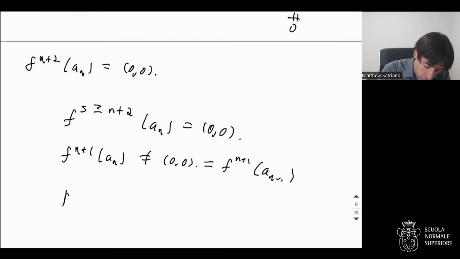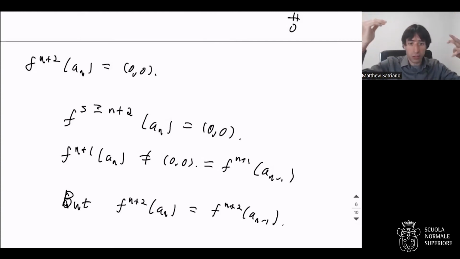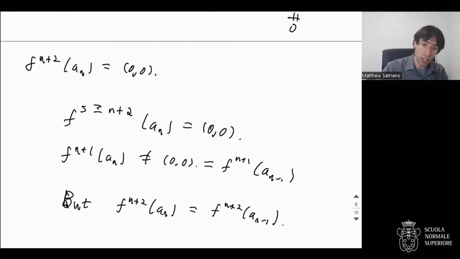But f to the n plus 2 of An is equal to f to the n plus 2 of An minus 1. So we have this infinite sequence of distinct rational points, so that if you hit them with n plus 1 iterates of f, they're not equal, but with n plus 2 iterates, they are equal.